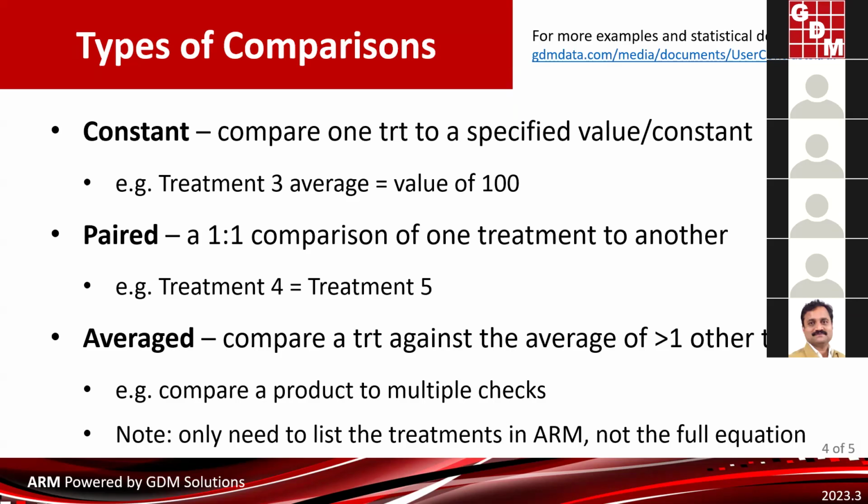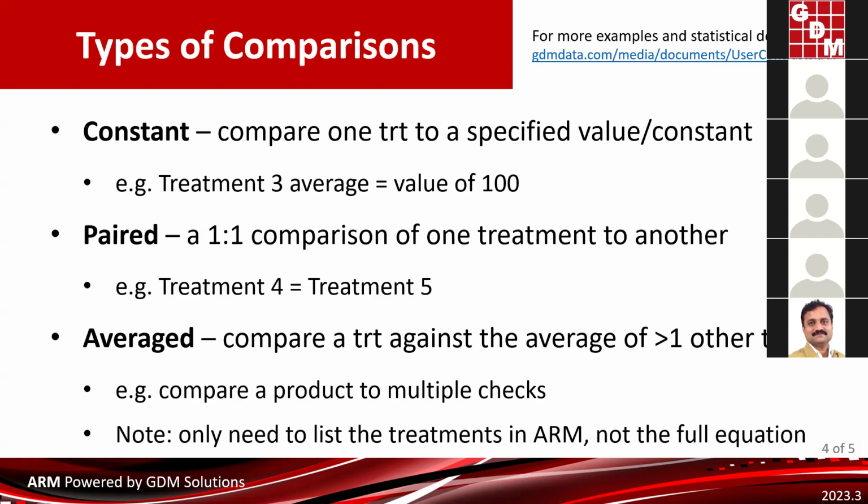We can also do an averaged comparison. So we could combine more than one treatment together and compare that against another treatment. So this ties back to one of our examples in the beginning with the multiple checks, or maybe multiple standard products. You can pool those together, get the average of treatment 2 and treatment 3, if those are the two check treatments in my list, combine all of the data from both of those together and compare that to treatment number 6, or the product that we're interested in comparing to.